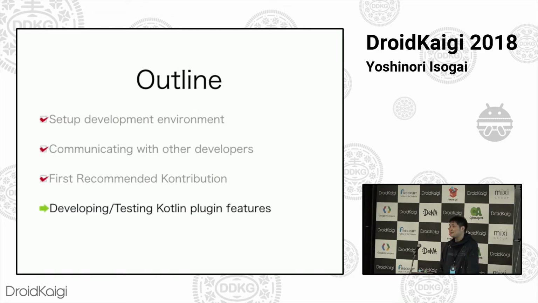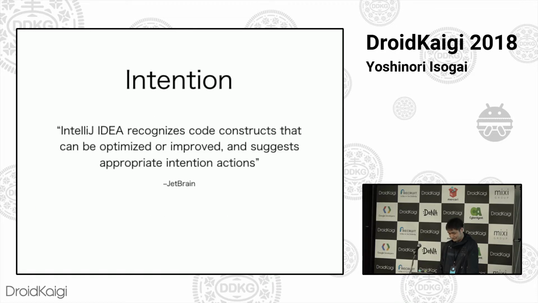Now let's create a Kotlin plugin feature. There are many features that we can work with. One of the frequently asked features is intention. According to JetBrains documentation, the IntelliJ IDE recognizes code constructs that can be optimized or improved and suggests appropriate intention actions.